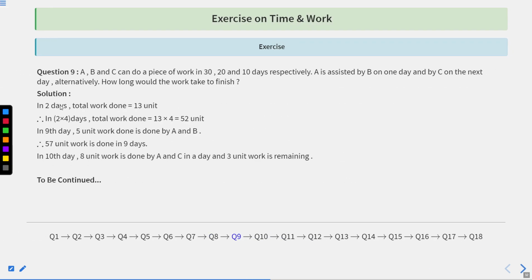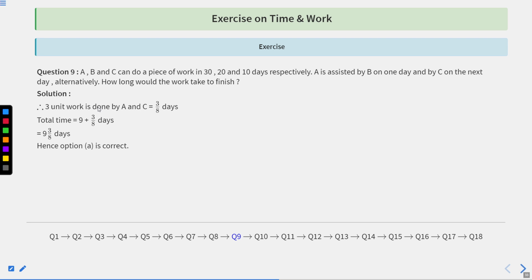So in 2 days, total work done will be 13 units. Therefore, in 4 times 2 days, total work done will be 13 into 4, that is 52 units. And on the 9th day, 5 units of work are done by A and B. Therefore, 57 units of work are done in 9 days. And on the 10th day, 8 units of work are done by A and C in a day, and 3 units of work are remaining.